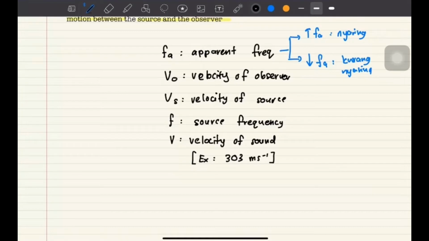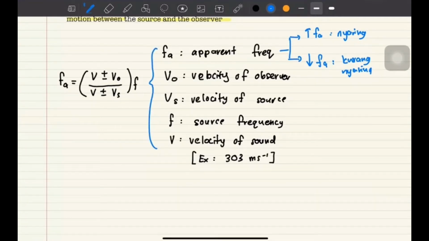Okay, so we have a formula. If you look through your formula sheet, this one is actually under formula 58, okay, where FA is equals to V plus minus V naught over V plus minus Vs multiplied by F. Okay, so the symbol that we use, I already define it on the right hand side ni lah, yang FA tu semua tu saya dah define. Okay, each one of these ada maksudnya.